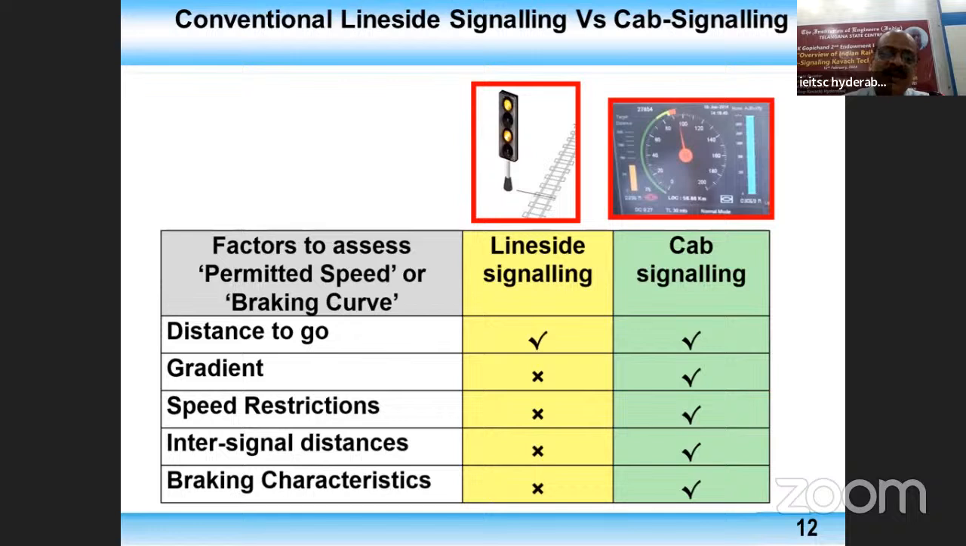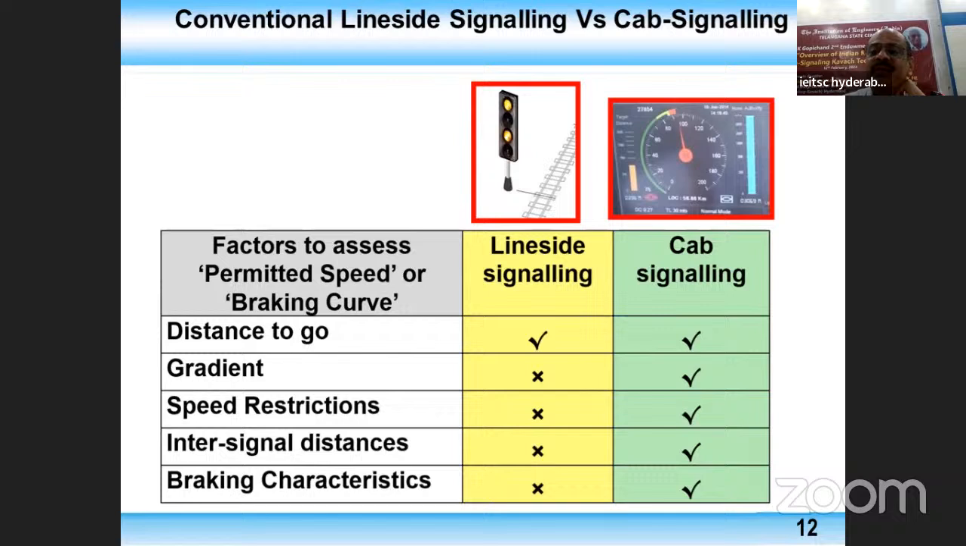Suppose for Vande Bharat it is allowed to show a green signal, but for some other train it should be a double yellow. So to be on the safer side, line side signals will always exhibit double yellow, which is more restrictive than green. So unnecessarily our Vande Bharat also will get a restrictive aspect, because from the point of view of safety, we have to cover the aspect sequences considering the train with the worst braking characteristics.